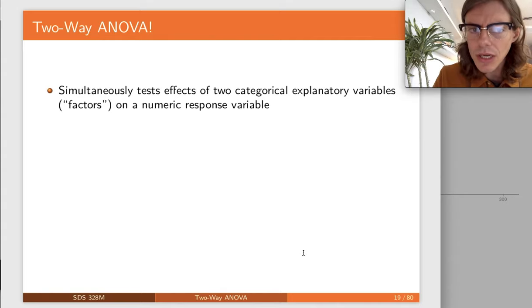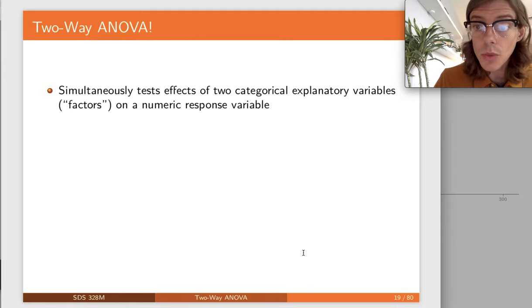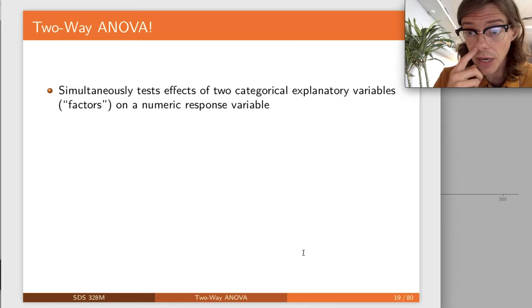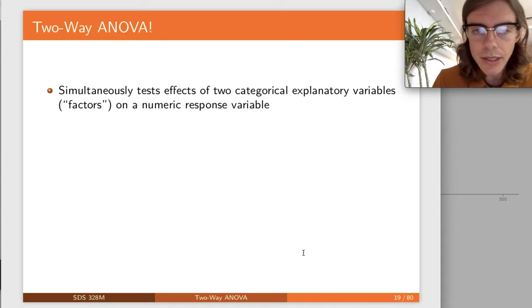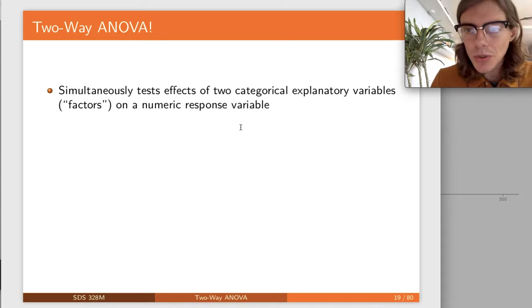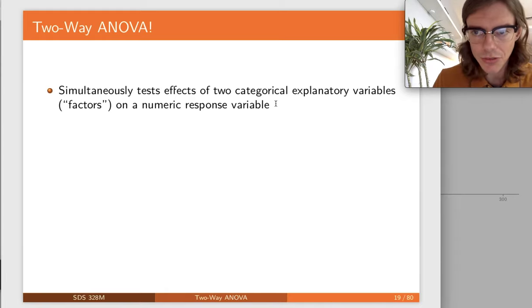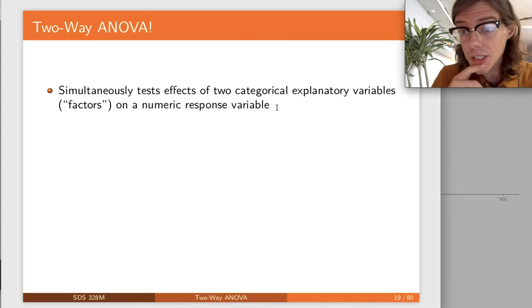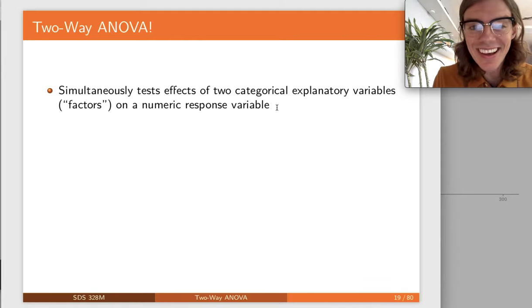But maybe you want to look at the effect of age on recovery rate simultaneously and say, hey, does my drug have the same effect at every age group? The only way you can do that is by doing a two-way ANOVA or a multiple regression with interactions, which we'll see next week. So this is cool, right? It allows us to simultaneously test the effects of two categorical explanatory variables. So for your project, if you have two categorical explanatory variables, you're doing a two-way ANOVA. So pay attention. It's good.